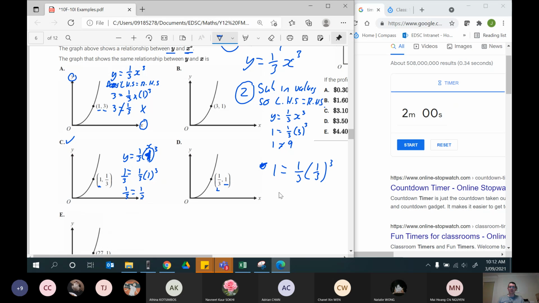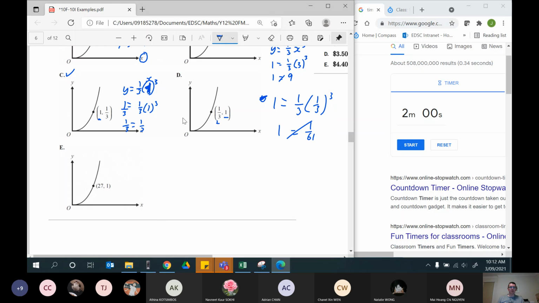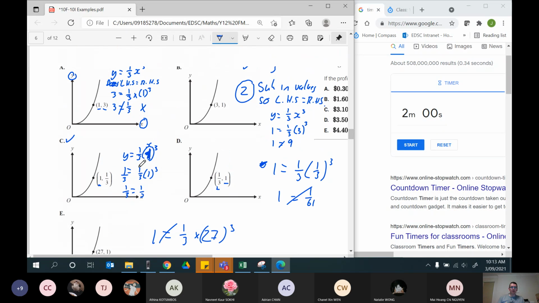61, I think it is. I think it's something like that. I don't know, but that's going to equal. And on this one here, we can see it's going to be y equals 1 on a third times 27 cubed. Well, that's definitely not going to be it. Okay, so we can see it's C. So that's one way you guys can go about doing it.